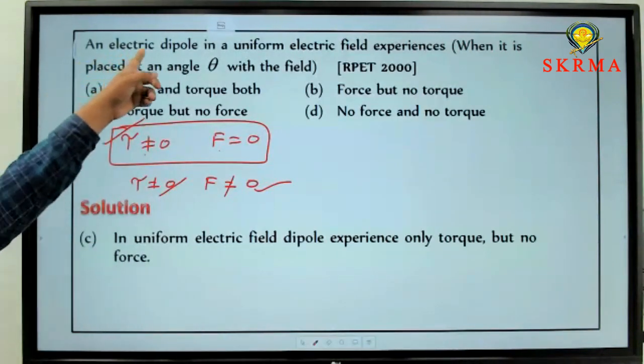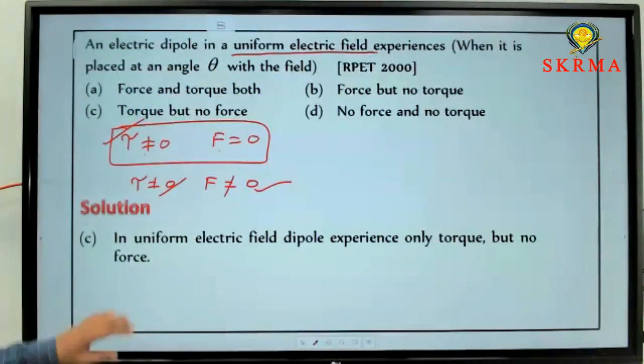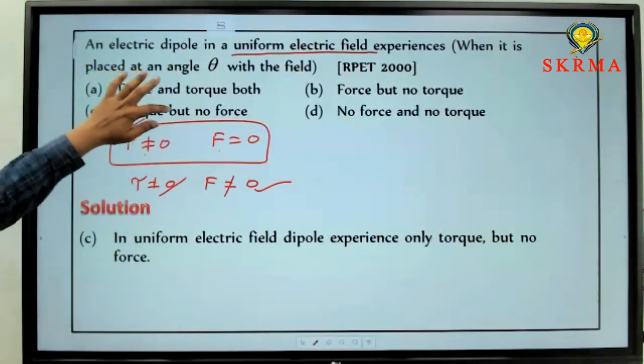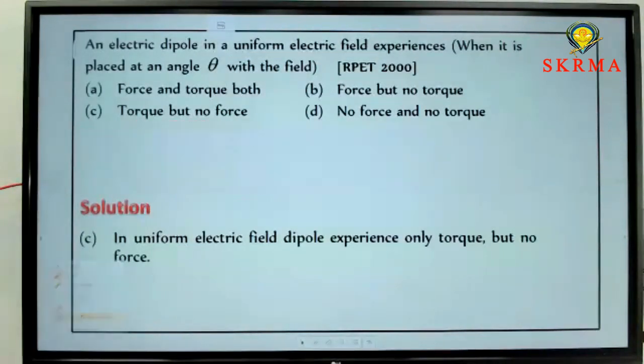So here, a uniform electric field means torque is non-zero, force is zero. So torque is there but not force. So option C is the correct one. Is this clear or not? Okay, try to work on this one, complete this one.